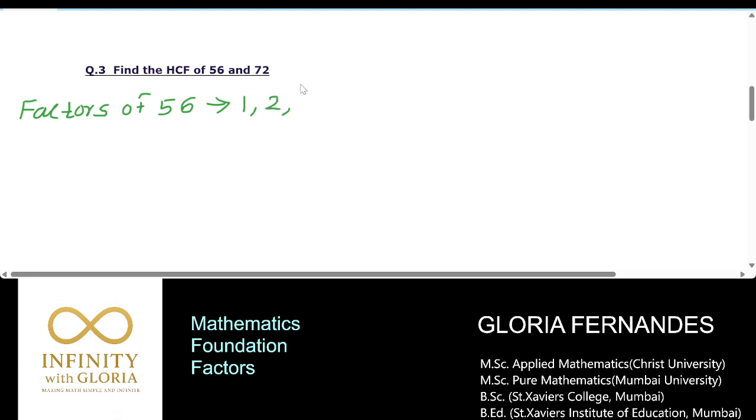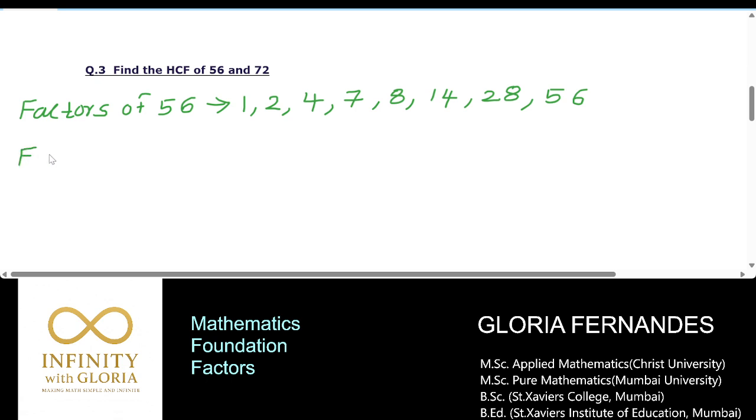Will 56 be divisible by 3? No. Then we have 4. Then 7. Yes. 8. Next, 8 sevens are 56. Yes. 14 fours are 56, yes. Then 28 twos are, yes. Then we have 56 itself as a factor.